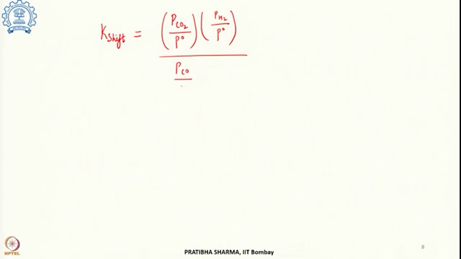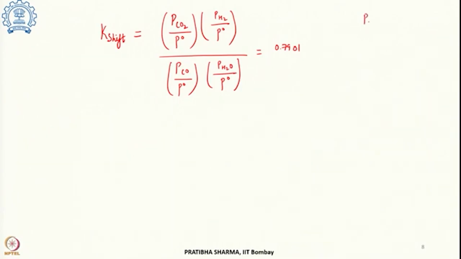Same way we will be using the equilibrium constant for the shift reaction. Here we have written the partial pressure for CO2, for hydrogen, divided by the reactants' partial pressure for CO and water. And this value we have already calculated to be 0.7901.